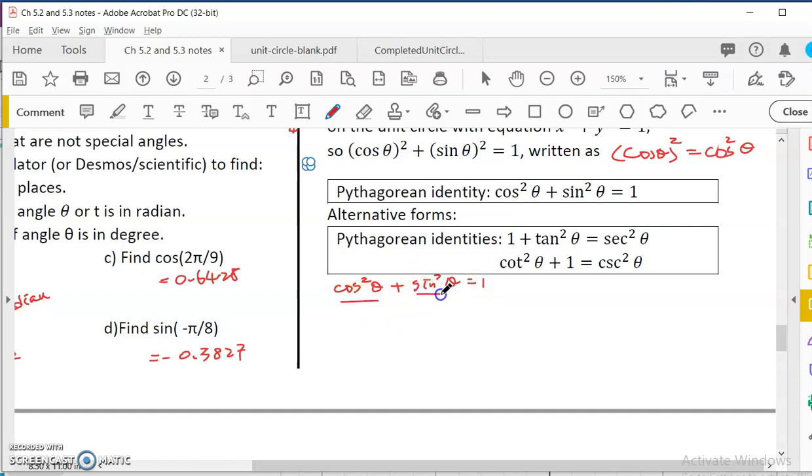If you divide all of them by cosine square, it's just like balancing the equation. It's the same equation. So this would be 1. This would be tangent, right? Do you see that it's tangent square theta? It's like tangent theta square. And what is 1 over cosine? It's secant. So that's why we have the first one. This is the one. And likewise, I can divide the original cosine square theta plus sine square theta by sine square over sine square.